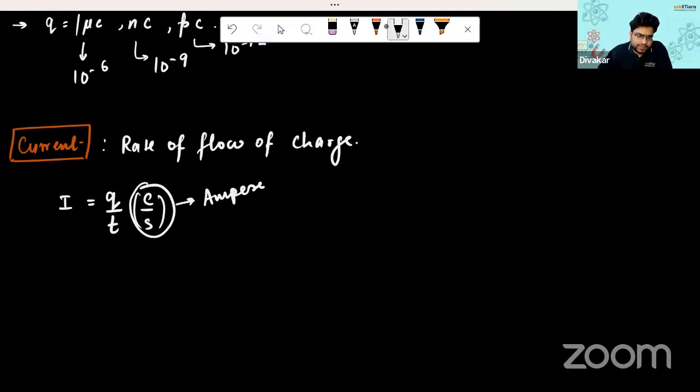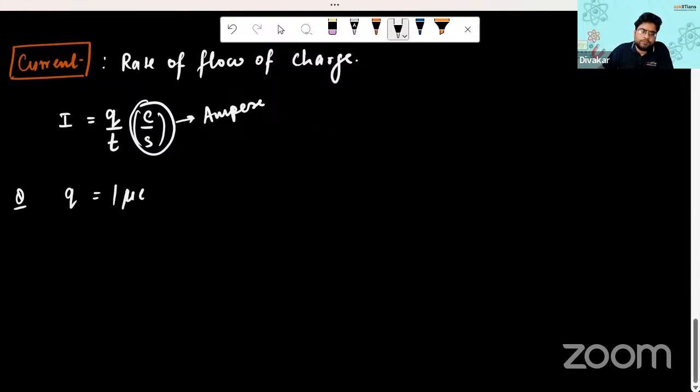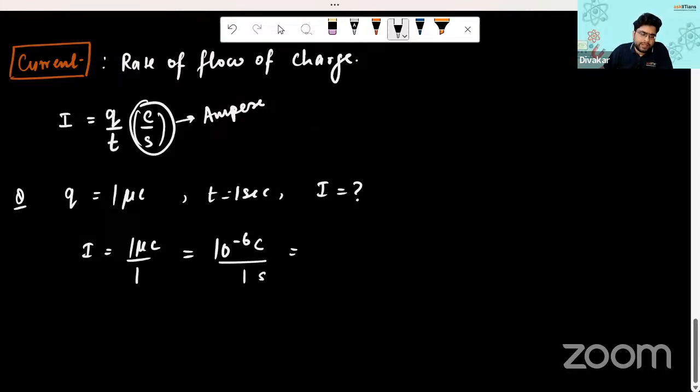So for example, if I say that the charge that is flowing is 1 microcoulomb, and this happens in, let's say, 1 second only, and I want to find out what is the current, you will say, okay, I is Q by T. So Q is 1 microcoulomb, time is 1 second. Micro can be written as 10 to the power minus 6 divided by 1, which can be written as 10 to the power minus 6 amperes, which can also be written as 1 microampere. I hope there will be no issues up to this point.